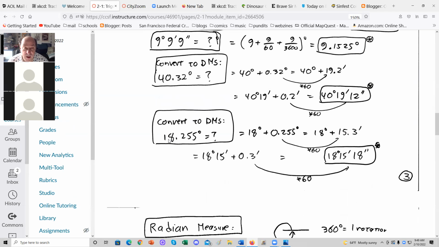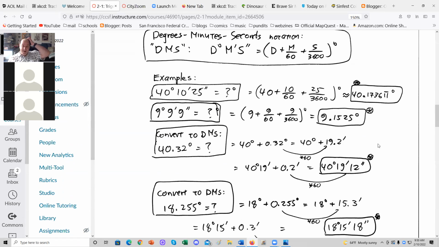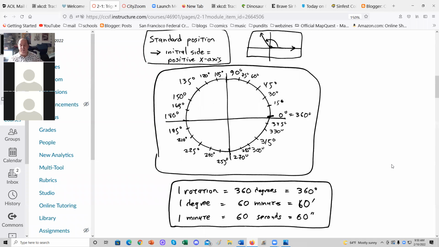Or here, let's convert 18.255 decimal degrees to DMS. Here it's 18 degrees plus 0.255 degrees, multiply by 60, that's 15.3 minutes. So 18 degrees, 15 minutes plus 0.3 minutes, multiply that by 60, and you get 18 degrees, 15 minutes, 18 seconds. Well, all right, it's really kind of charming to use a system of measurement that goes all the way back to the dawn of civilization. What can I say?